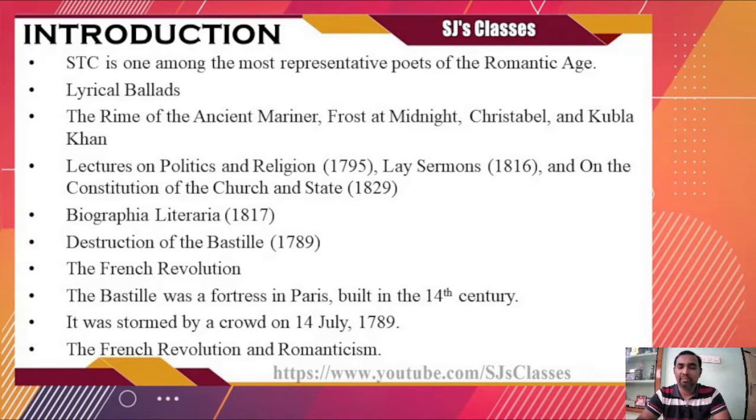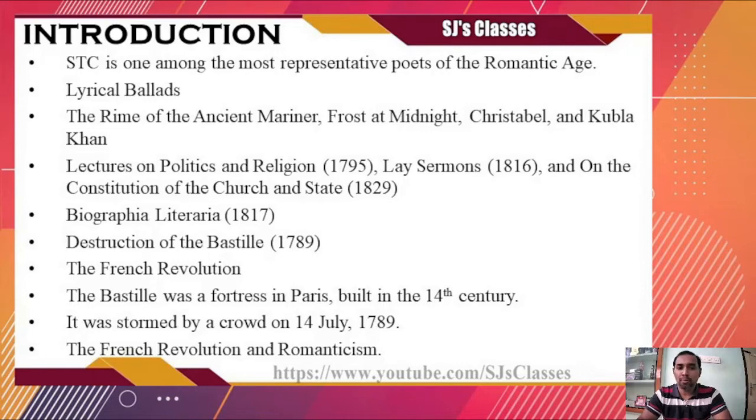As literature students, we remember his collaboration with Wordsworth and how the publication of Lyrical Ballads in 1798 initiated a new age in English literature, which we call the Romantic Age. In poetry, Coleridge is best known for compositions such as The Rime of the Ancient Mariner, Frost at Midnight, Christabel, and Kubla Khan. He also wrote on educational, social, political, and religious matters in some of his works like Lectures on Politics and Religion, Lay Sermons, and On the Constitution of the Church and the State.